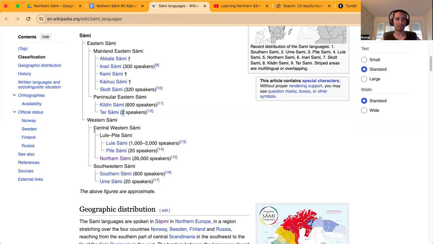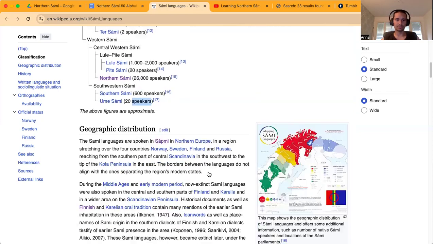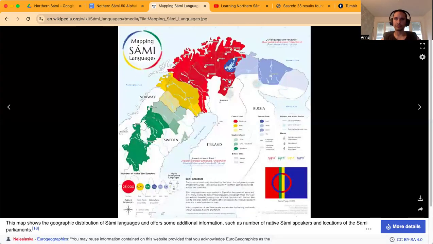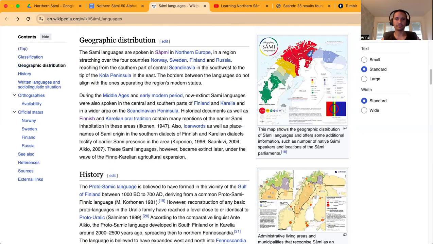And the Western Sami languages are Lule Sami, which has around 1,000 to 2,000 speakers, Pite Sami, only 20, Northern Sami, 26,000, then Southern Sami, 600, and Ume Sami, 20. Here again, a different map.